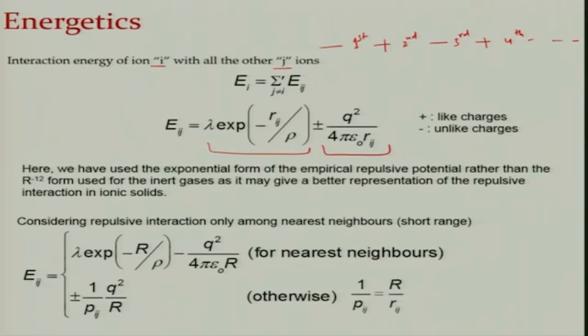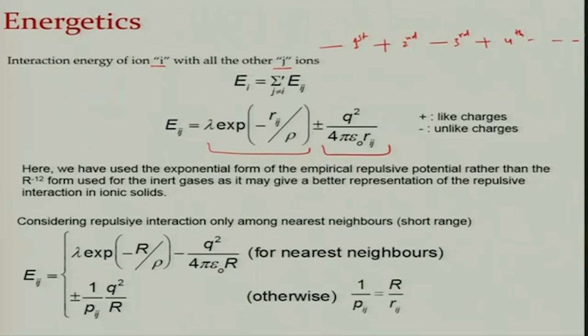As I have said, for the repulsive component we have used this exponential form rather than the r to the minus 12, which is used in the Lennard-Jones potential. The exponential term gives a better representation of the repulsive interaction in solids, whereas the minus 12 form is more useful for gases. So, this is the term that we use.